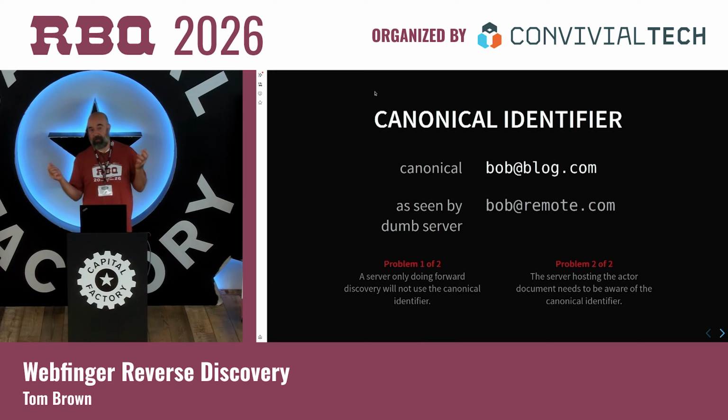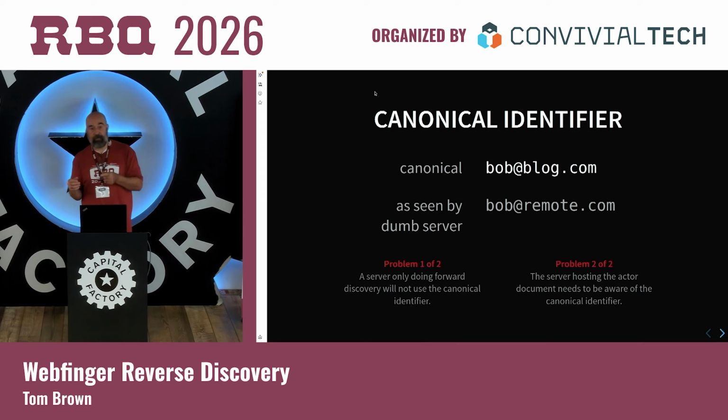The first one is when a remote server is making a request and only does forward discovery. And if it's not doing reverse discovery, it's going to think that Bob is at remote.com instead of blog.com. And Bob's going to be very unhappy because, at least on that remote server, when he looks at his profile and his posts and everything, they're all going to be associated with Bob at remote.com. And that's not the canonical identifier for Bob, so Bob is unhappy. So that's problem one: the server making the request does not do reverse discovery.